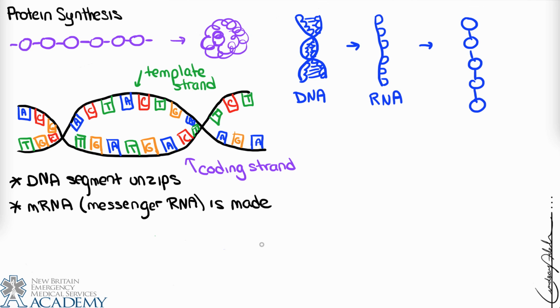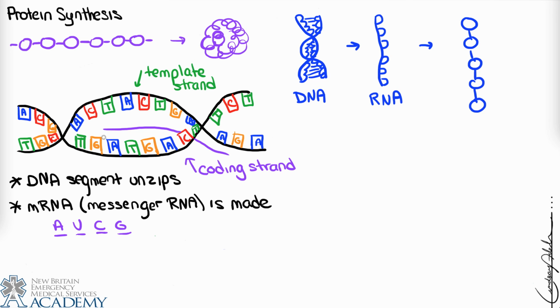As we synthesize our mRNA, we have to remember that RNA uses the bases A, U, C, and G. So uracil replaces thymine. And as we fill in those bases, what we're essentially going to do is pair the bases to the template strand. But when we're done making the mRNA, what we're going to see is that we've essentially mirrored what we have on the coding strand.